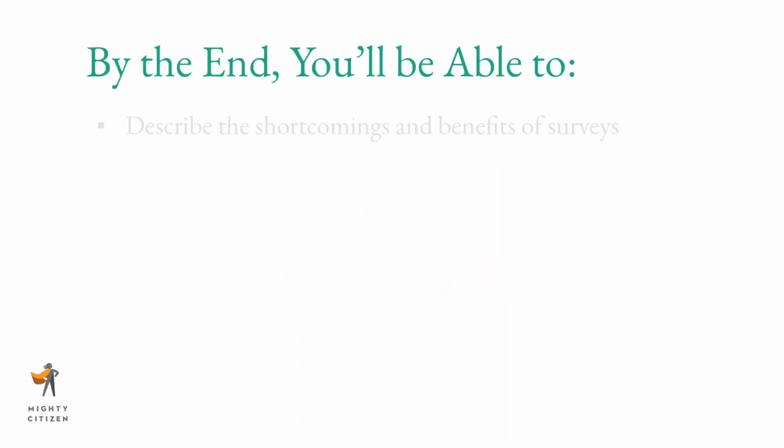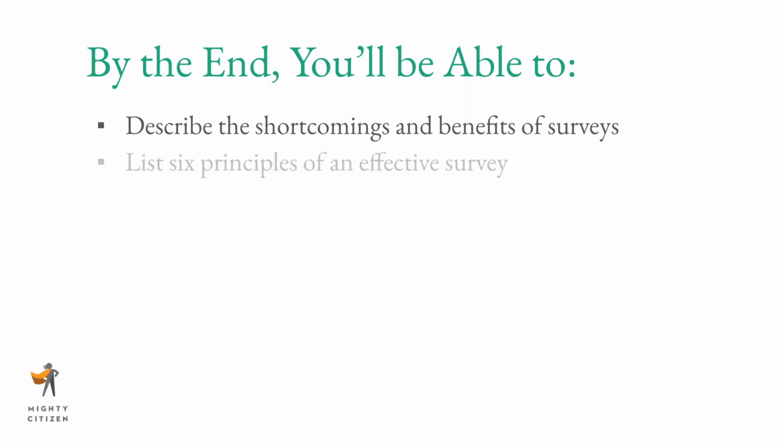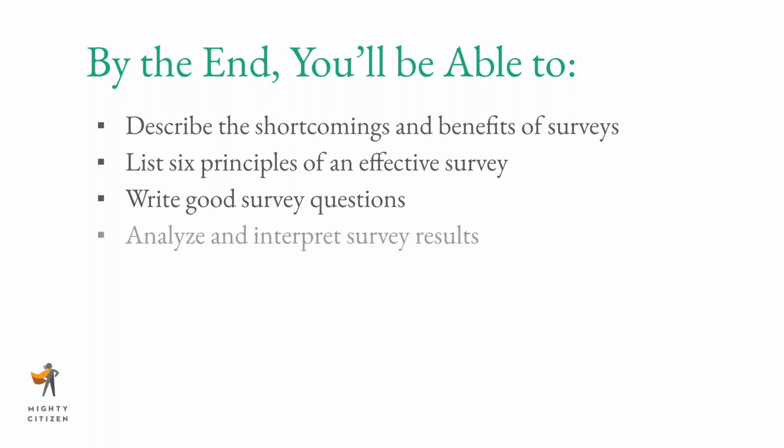So by the end of the session today, you'll be able to describe the shortcomings and the benefits of surveys. We're going to start there. We're going to list the 6 principles of an effective survey. We'll write good survey questions. It's really important that your survey questions are written in an unbiased fashion, which is incredibly easy to be biased, and so we'll talk about how to remove that. We'll talk about analyzing and interpreting our survey results as well.